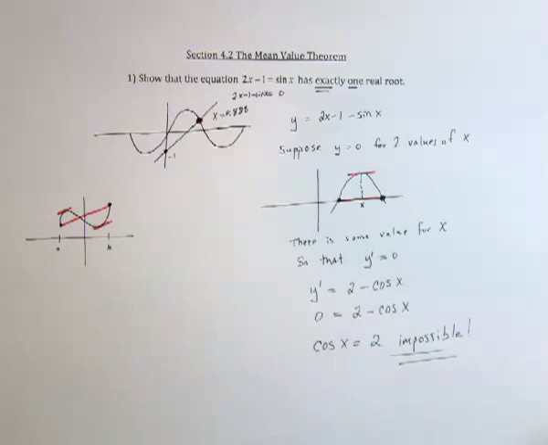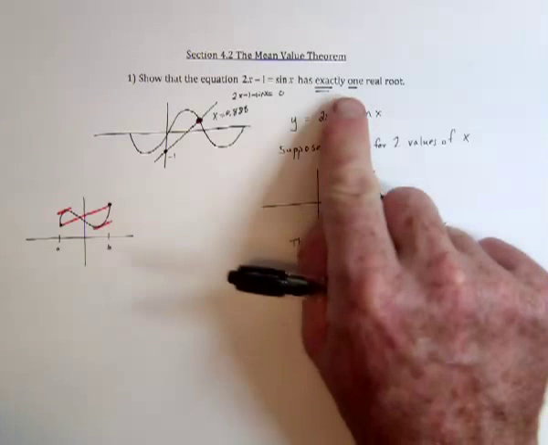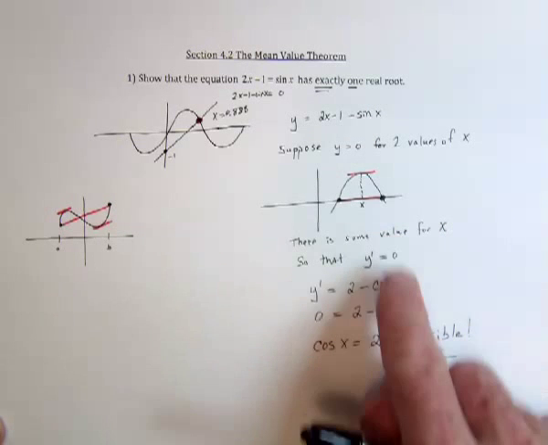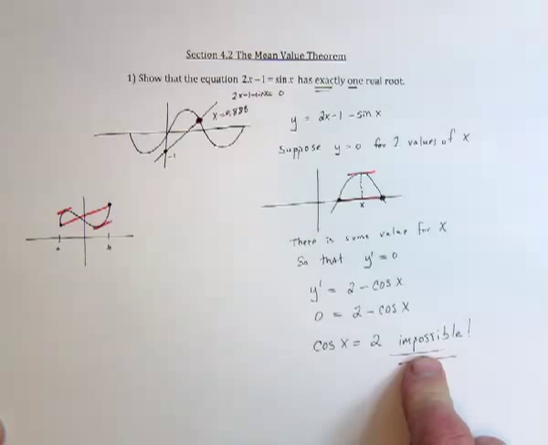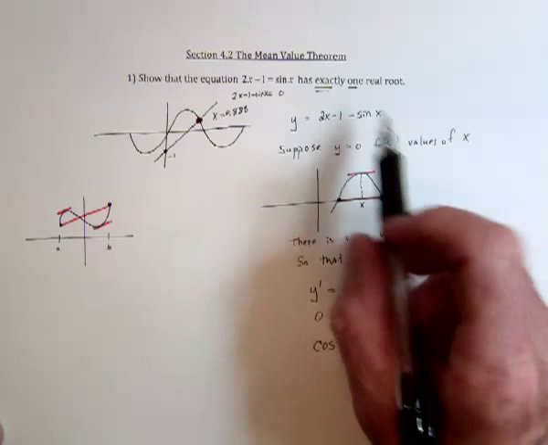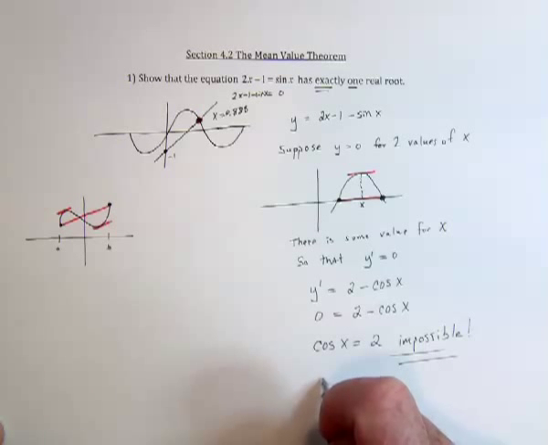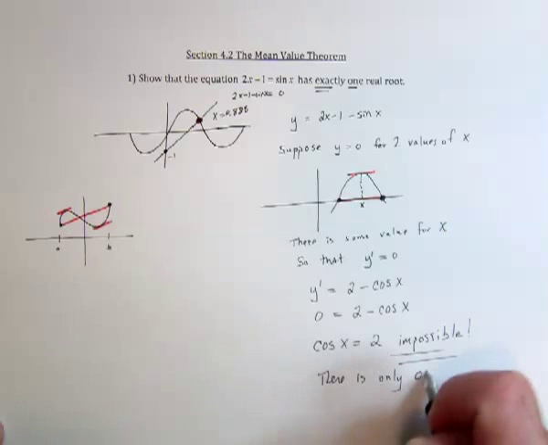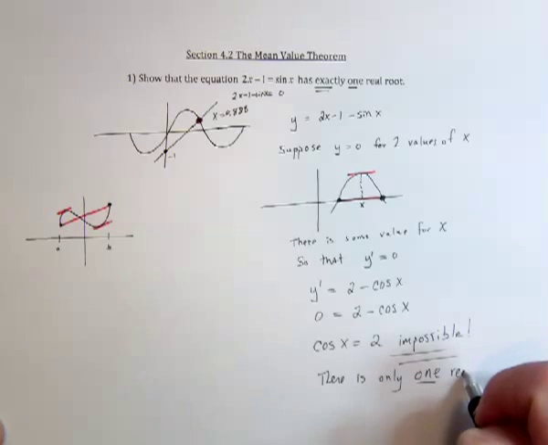And so what I just showed you is actually called a proof by contradiction. You say, oh, you want me to prove that there's one of them? I'll assume that there's 2 of them. And then it turns out that that's impossible. So there can't be 2 of them. So there can only be 1 of them. So there is only one real root.